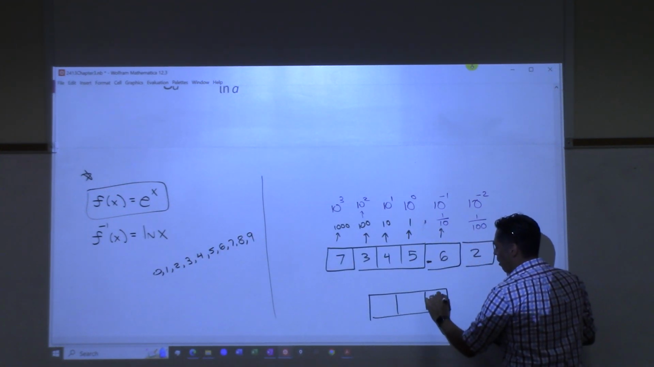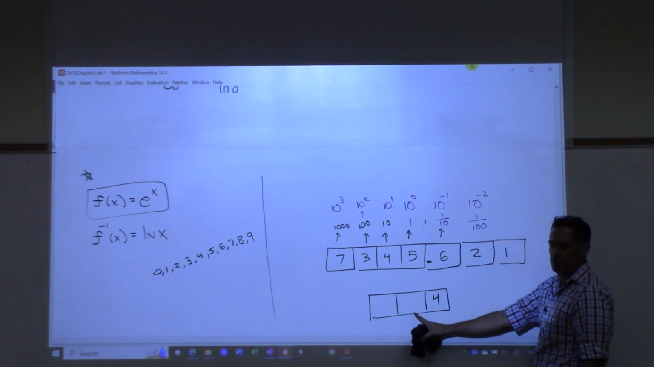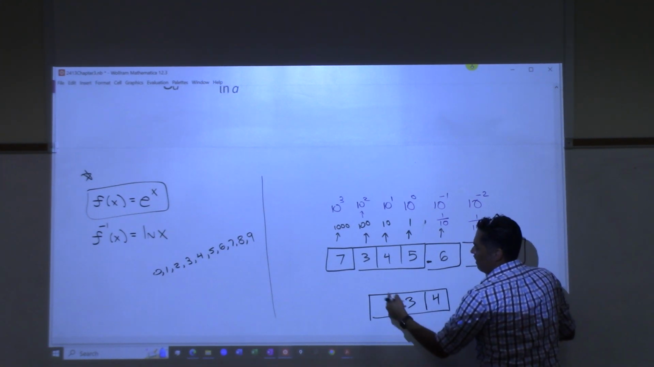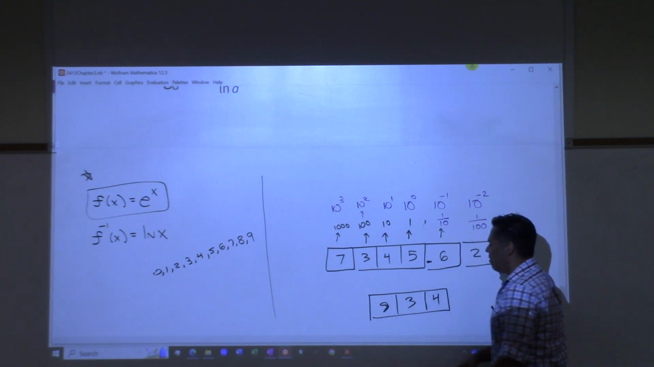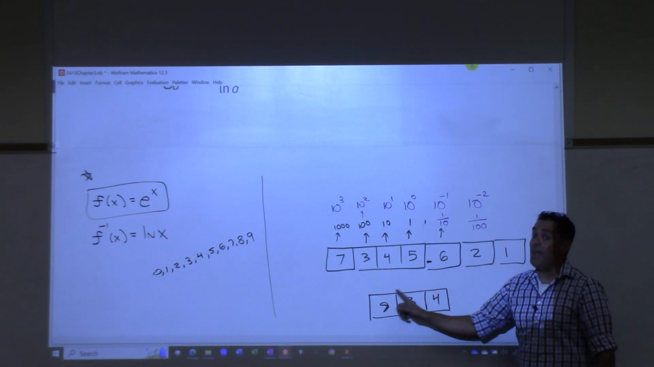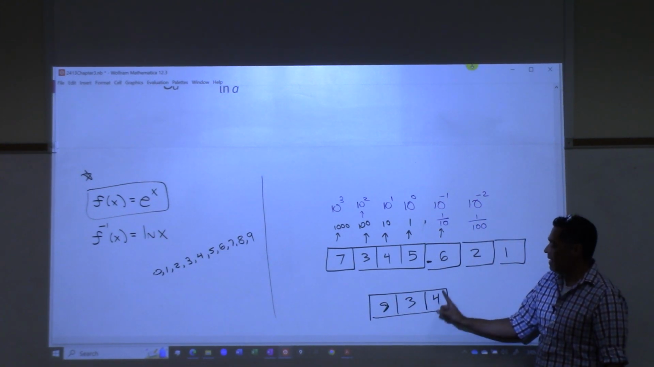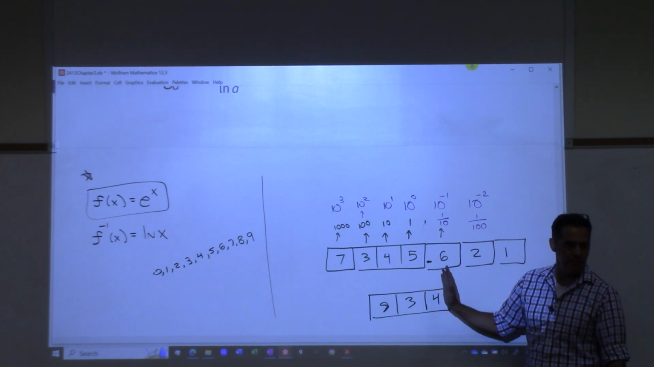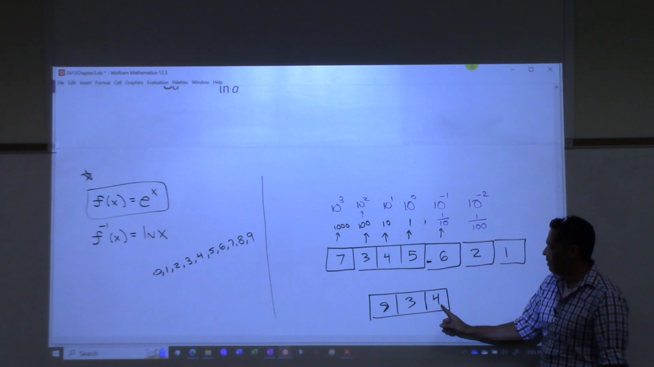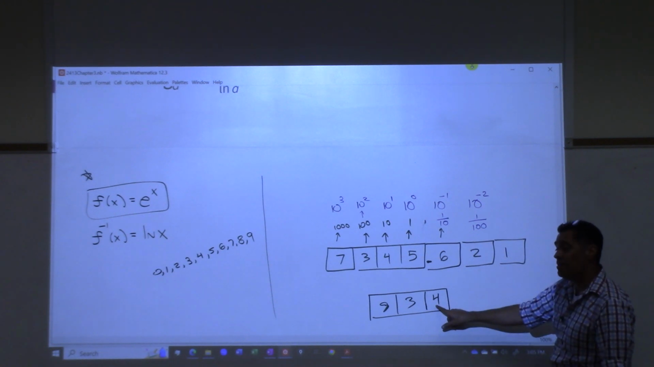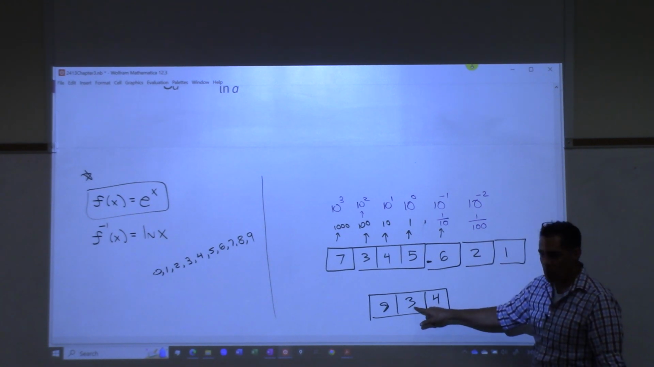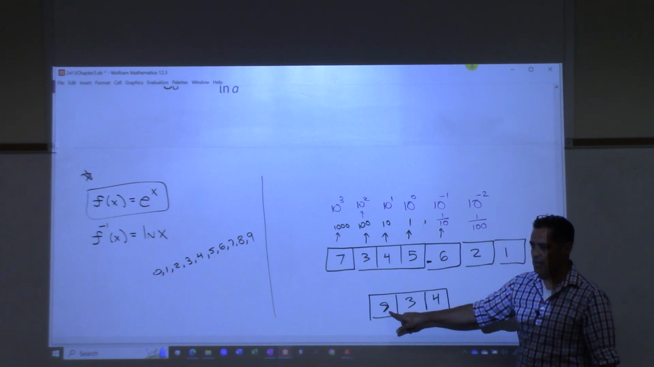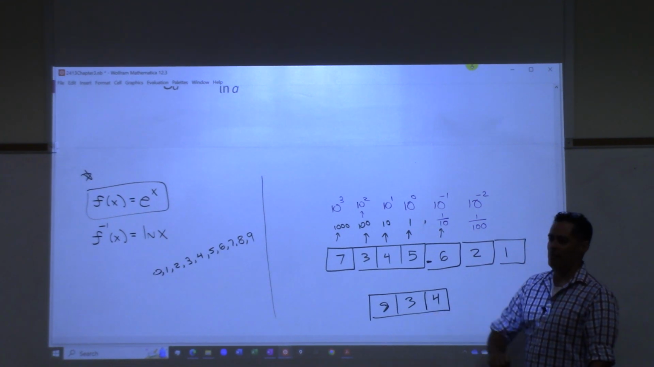So I'll put one here, 4. Okay. Now here, how many options? 10. Anything I want, right? Here, options, 10. So for each digit, I have 10 options, and each one of them represents some power of 10, doesn't it? This is how many 10 to the zeros I have. This is how many 10 to the ones I have. This is how many 10 to the twos I have, right?